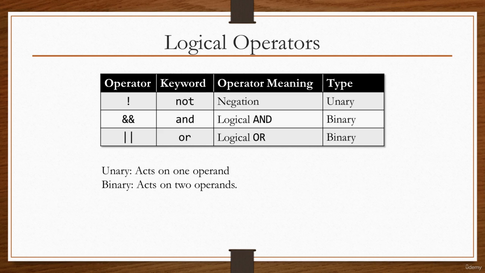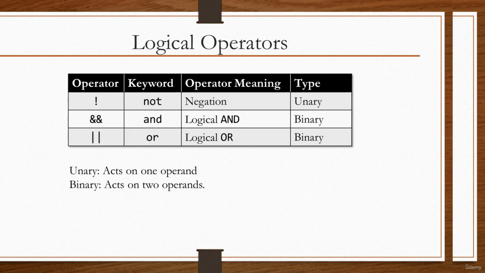Then you also have the and, that is the logical AND, which is binary, so it acts on two operands, and that is represented by that double ampersand. Then you also have this double vertical bar or double pipe symbol, and that is the logical OR, and that is also a binary type of logical operator.